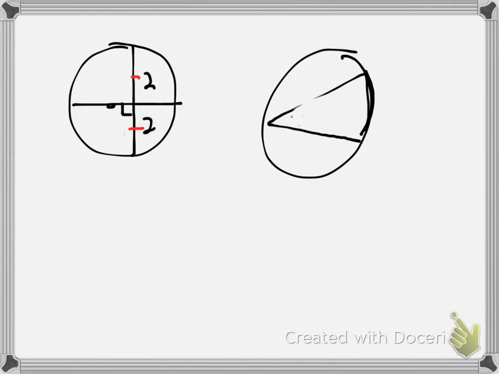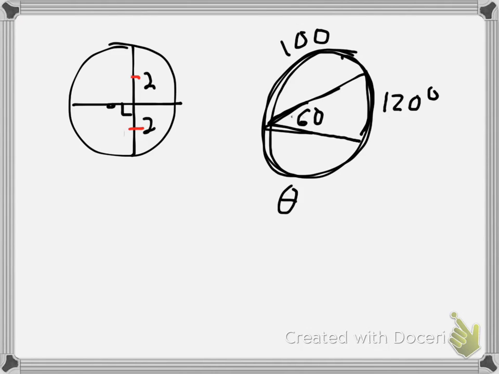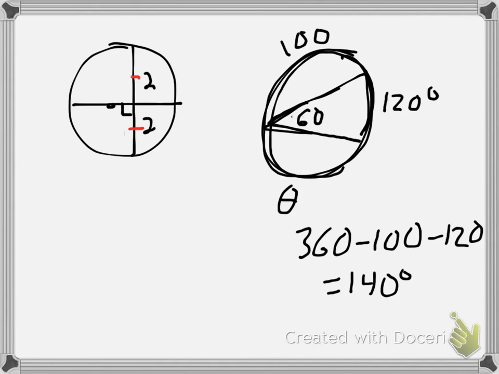So your particular problem had, I think it said, this was 60, this was 100, and this was theta, I guess is what you were trying to find. I'm trying to read it on there. Well, instantly, if this angle right here is 60, then this is 120. And you know all the way around a circle is 360, so you just do 360 minus 100 minus 120, and then you should have your answer to that one, which is 140 degrees. Okay.